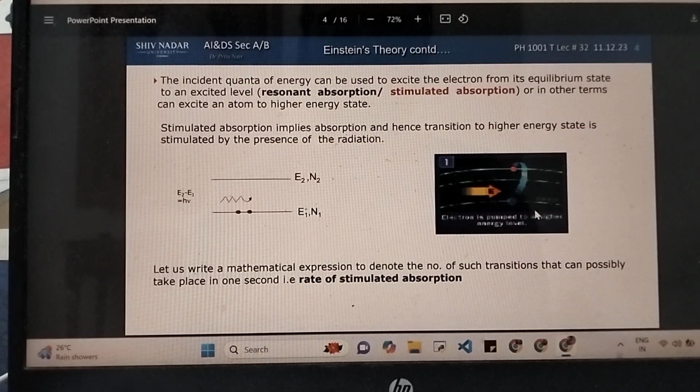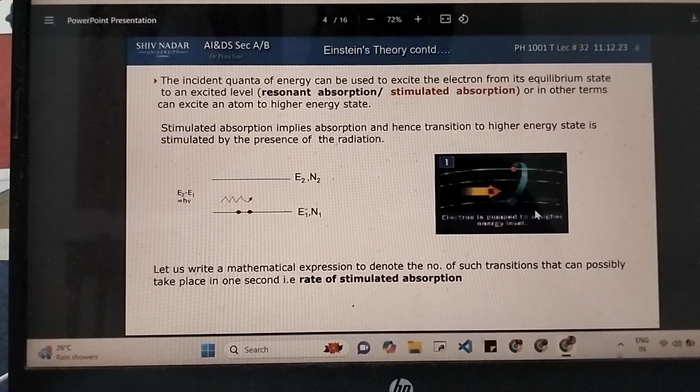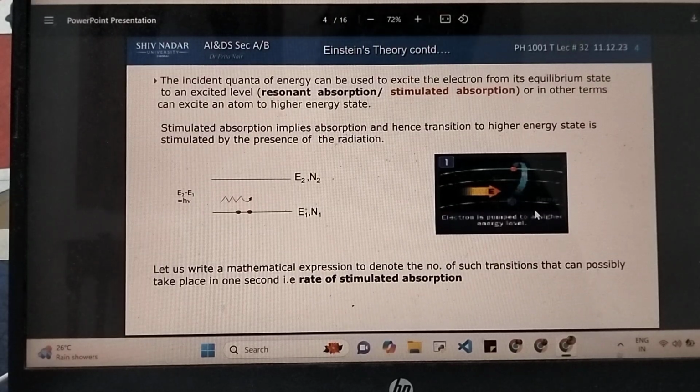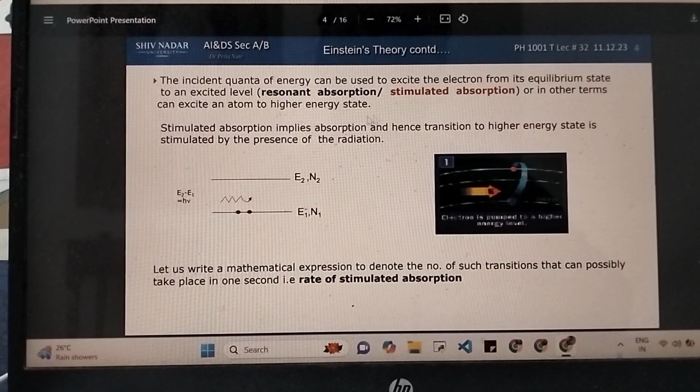So we saw there are three possible phenomena which can occur in relation with the movement of electrons between energy states: stimulated absorption, stimulated emission, and spontaneous emission. So we are going to look at them one by one now. We start with stimulated absorption.